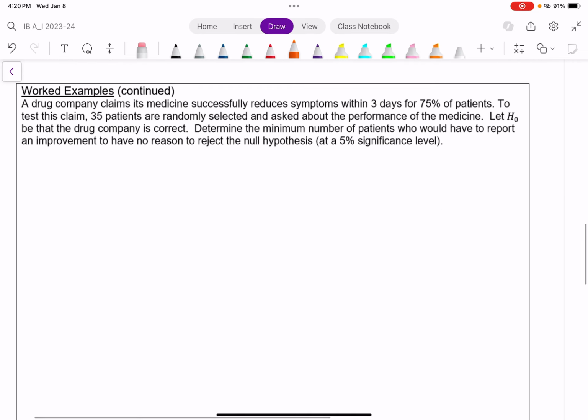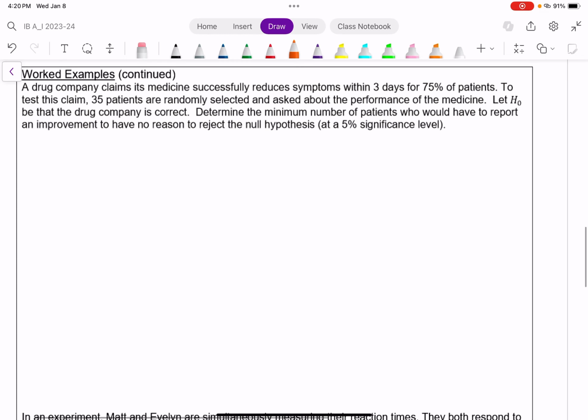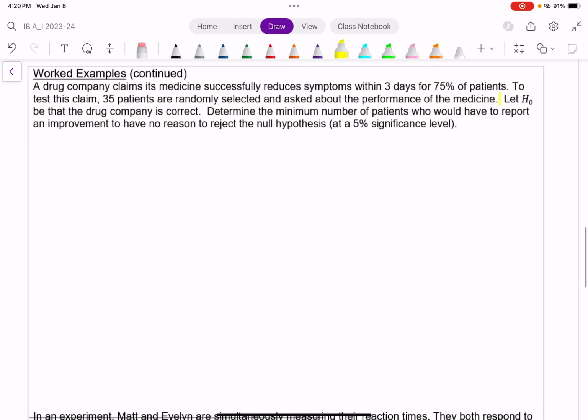All right, the clock is ticking. A drug company claims its medicine successfully reduces symptoms within 3 days for 75% of patients. To test this claim, they have 35 patients that are randomly selected and asked about the performance of the medicine. This time we're given the null hypothesis, and that's going to be that the drug company is correct. So that said, determine the minimum number of patients who would have to report an improvement to have no reason to reject the null hypothesis.